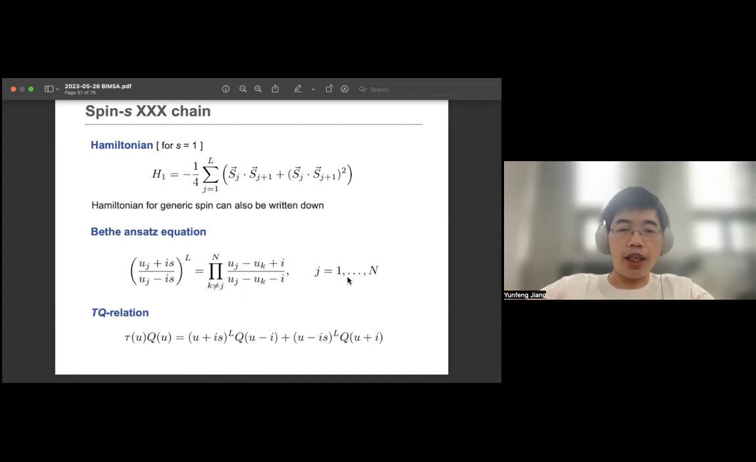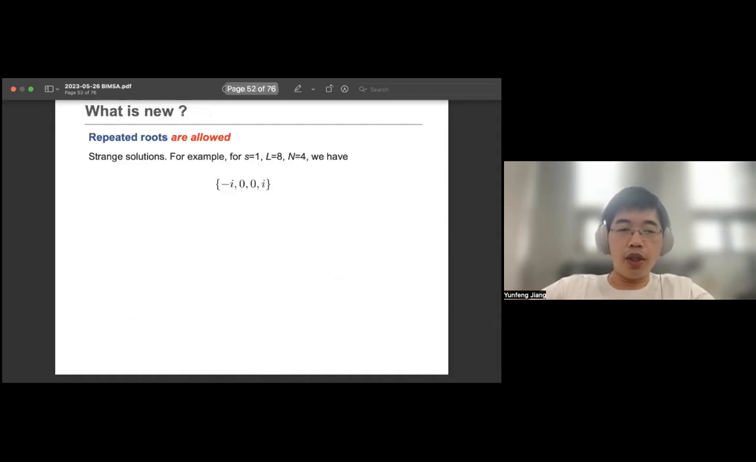So we want to ask, in this case, what is new? Well, it turns out the change is quite a bit. First of all, as we said before, in the spin 1/2 case, we need to be careful about repeated roots and singular roots. Now, repeated roots are not allowed in the spin 1/2 case, which we found numerically, and there's a lot of evidence. Now, in the higher spin case, you find that repeated roots are actually allowed. So they are part of the spectrum.